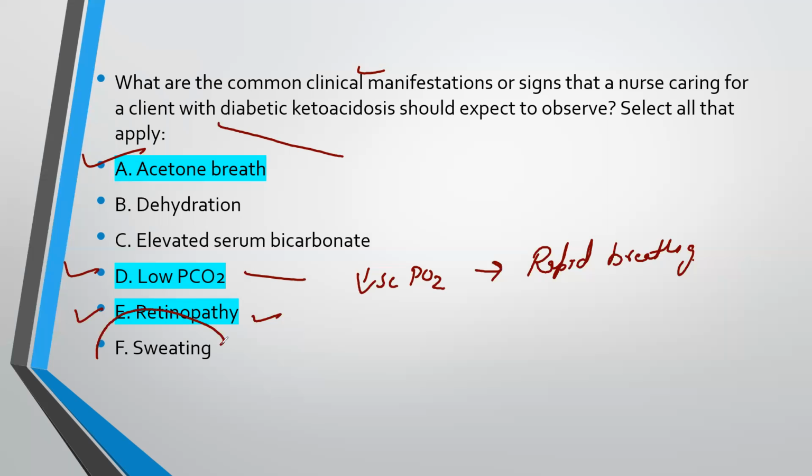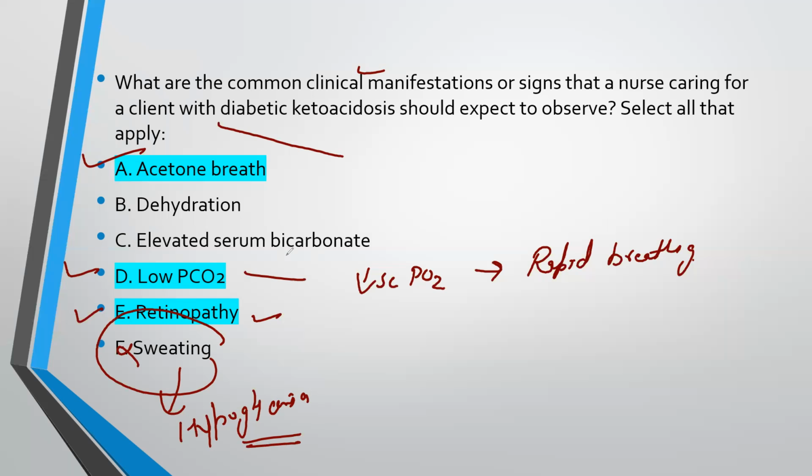And sweating. Sweating is the main feature of, I have explained to you, hypoglycemia rather than hyperglycemia. Okay. And I have explained, like in the previous question, how sweating occurs due to sympathetic nervous system activation. So this will not be the right answer.